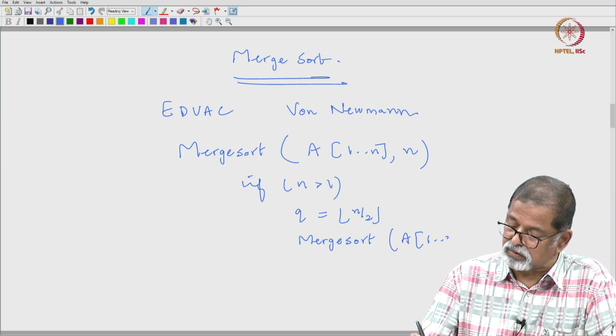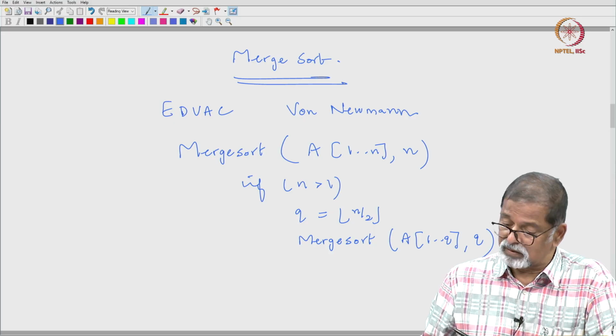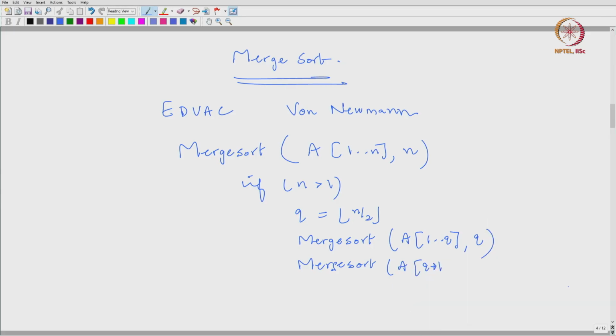A[1..q], and this has got q elements, merge sort A[q+1..n], and this has got n minus q elements. So you are solving the problem for the first half. You have sorted the first half, you have sorted the second half. Now merge the two sorted sequences, A[1..q] and A[q+1..n], and you are done.